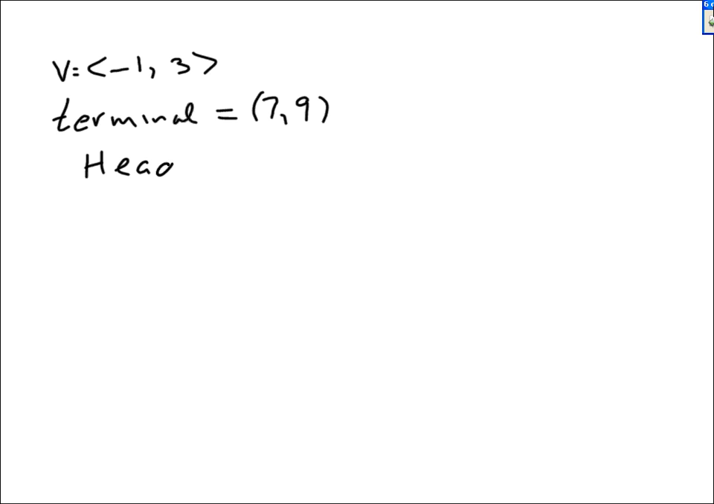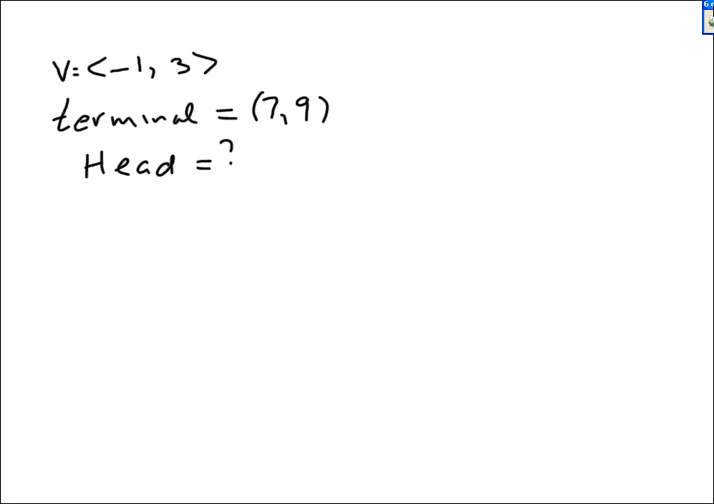And here, I'm going to give you the vector v in component form. V is, say, <negative 1, 3>. And I'm going to give you the terminal end. The terminal of vector v is (7, 9). The question is, what is the head?